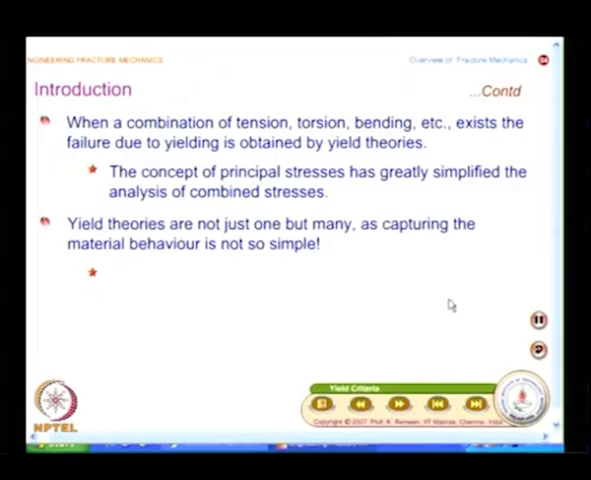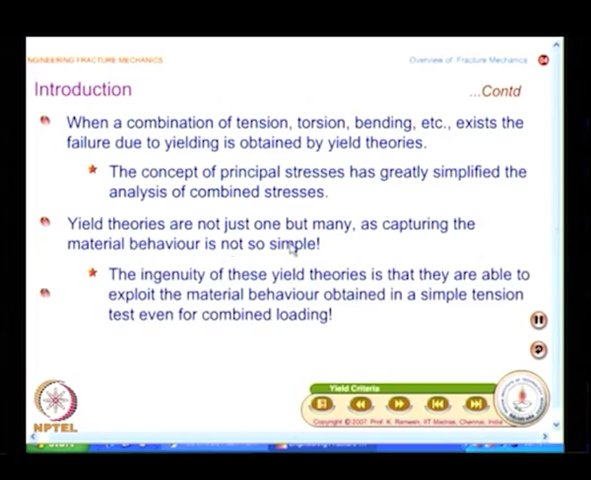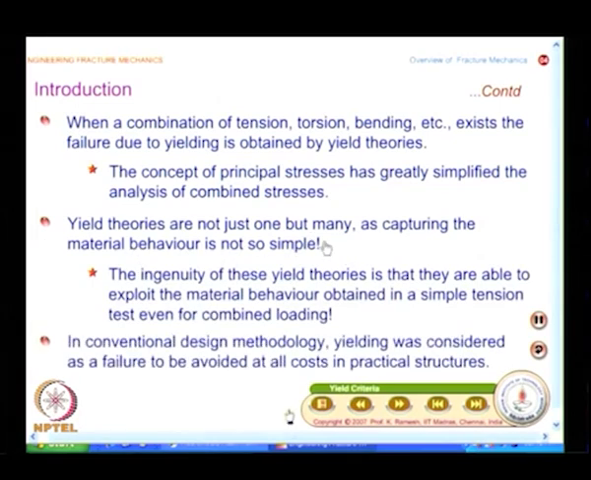Okay. So, what we just saw was that yield theories are not just one, but many. Why is it so? Because capturing the material behavior is not so simple. Suppose I graduate from simple strength of materials to fracture mechanics. In simple strength of materials itself, I had many theories. You can't simply say I am doing advanced fracture mechanics, so I should have only one theory for fracture to be defined. It is just not possible. One of the important aspects in fracture mechanics is in which way the crack will propagate. There are many theories to find out which way the crack will propagate. You do not have one theory.